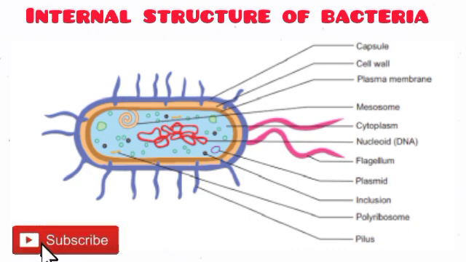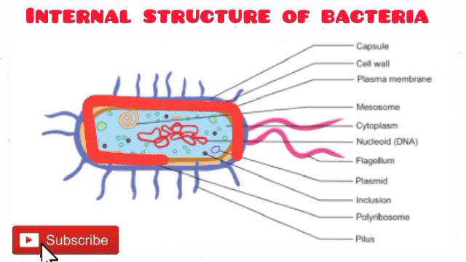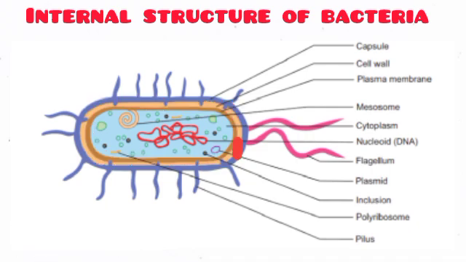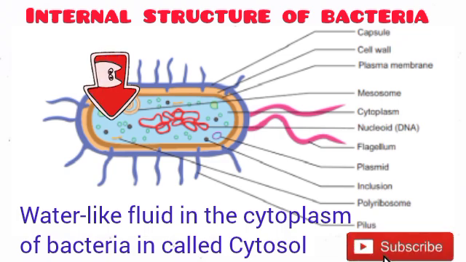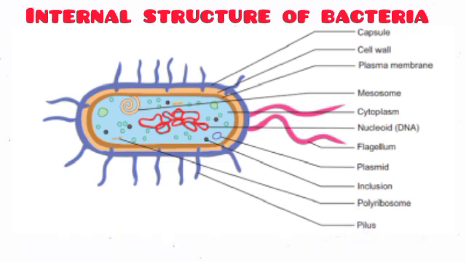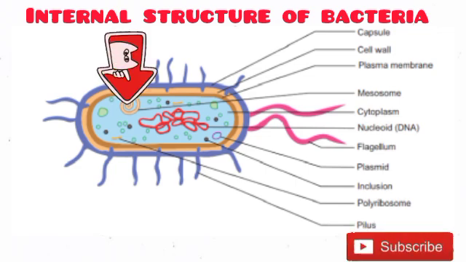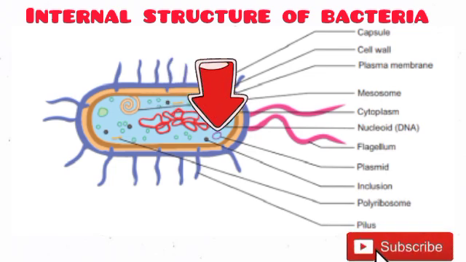The second component of the internal structure of bacteria is the cytoplasm. Cytoplasm actually comprises everything enclosed within the plasma membrane or cytoplasmic membrane, and about 80% of the cytoplasm is made up of water. It is therefore colorless. It should be noted that the cytoplasmic fluid is viscous, colloidal, with suspended organic and inorganic matter. As you can see from the diagram, some of the organelles within the cytoplasm include the ribosomes, the mesosomes, inclusions, the nucleic acid, as well as the plasmid.